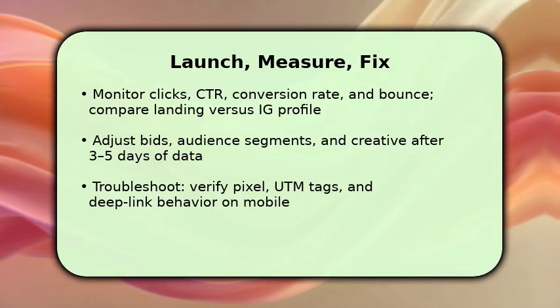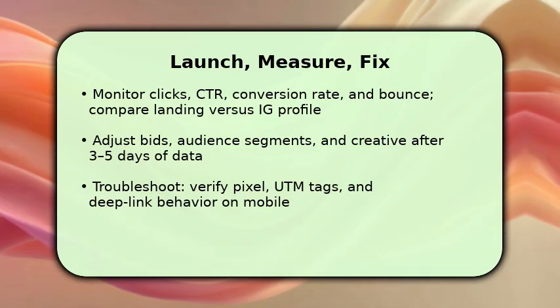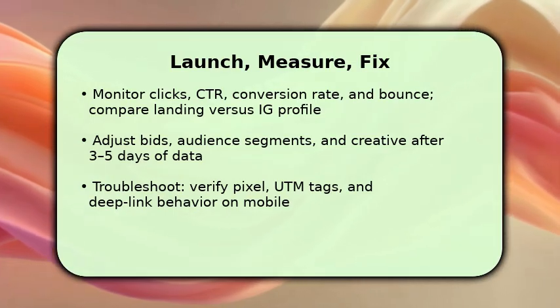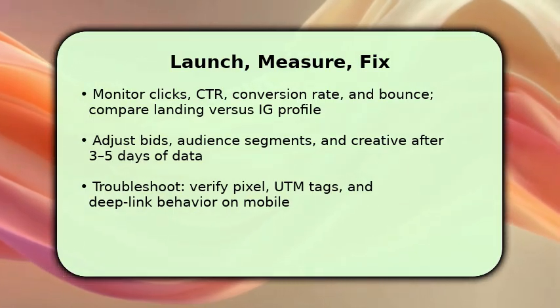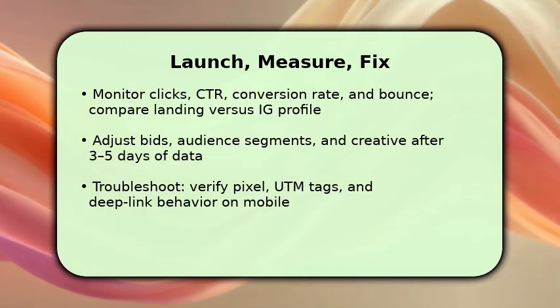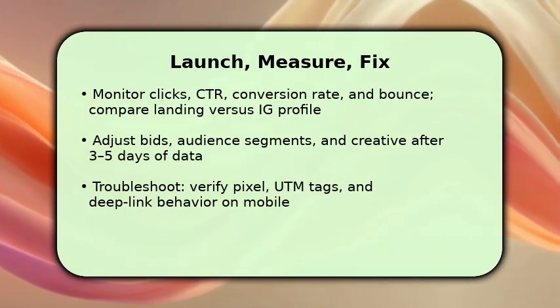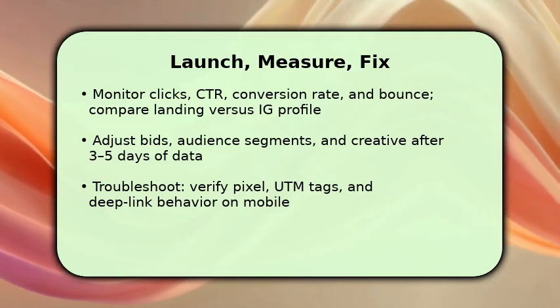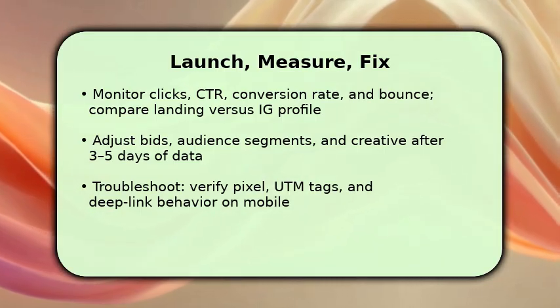Once you have 3 to 5 days of data, refine bids, pause weak creatives, and tighten audiences to improve cost per action. If conversions are low, make sure the Facebook pixel or server-side tracking is firing, UTM tags are intact, and mobile deep links open Instagram properly.